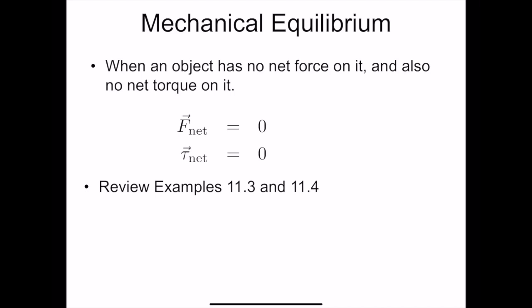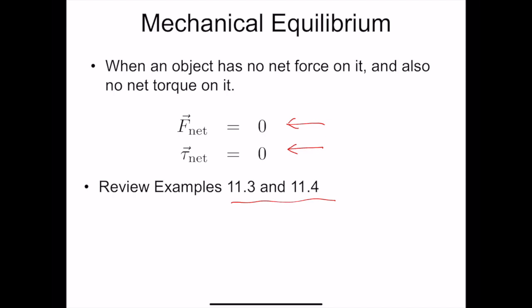That is equilibrium. We have seen many examples of F net equals 0 when we were doing problems in chapters 4 and 5. And we've also seen examples of the net torque being 0 in doing the problems on torque. So you have seen both of these situations before. We just didn't call it equilibrium at that time. So the concept of equilibrium is not new at all. There are some good examples in the textbook. I would highly recommend looking at these examples, 11.3, 11.4.